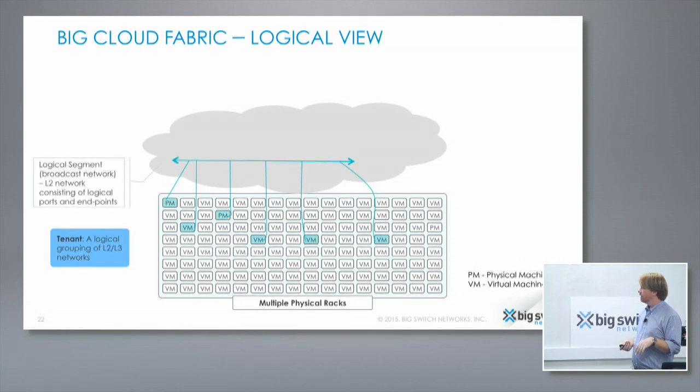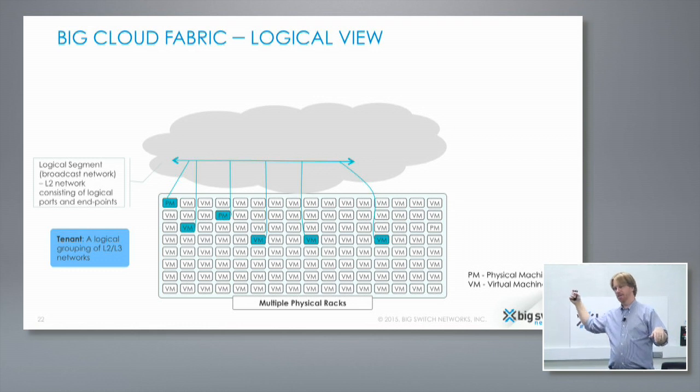The first we call a logical segment. The idea is it's a lot like a VLAN or a VXLAN or something like that. It's an L2 broadcast domain. The configuration actually looks exactly like this. You say, this switch, this port, this switch, this port, this switch, this port, this switch, this port, and this random VLAN tag, all of these go into the same logical segment.